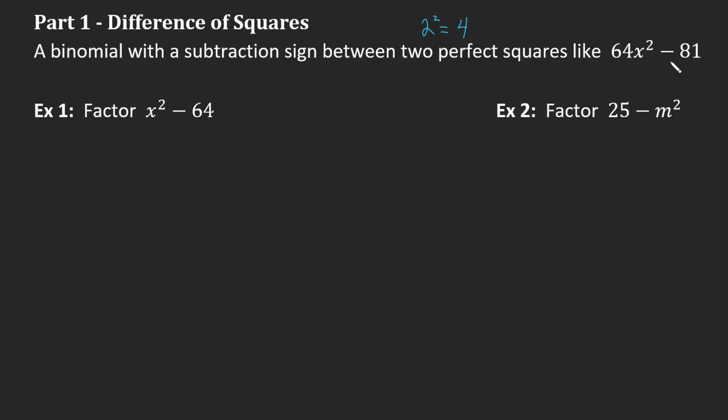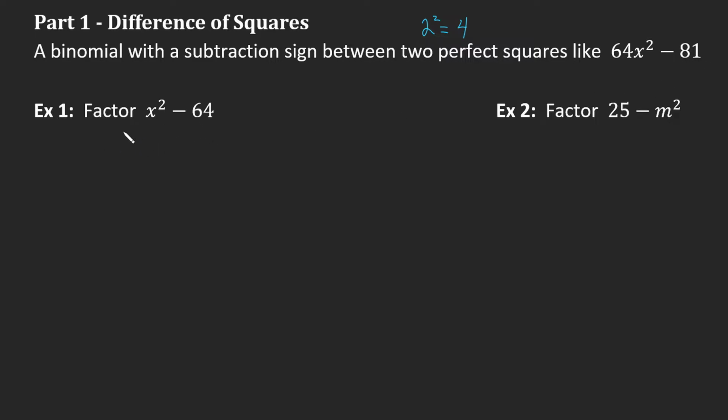And if I had a statement like this, 64x squared minus 81, I can take the square root of 64, that's 8. I can take the square root of x squared, that's x, and I can take the square root of 81. We're going to ignore the fact that it's negative for a second, and we're not going to worry about that when we take the square root. We're just going to say to ourselves, I know I can get 81 by multiplying 9 times 9.